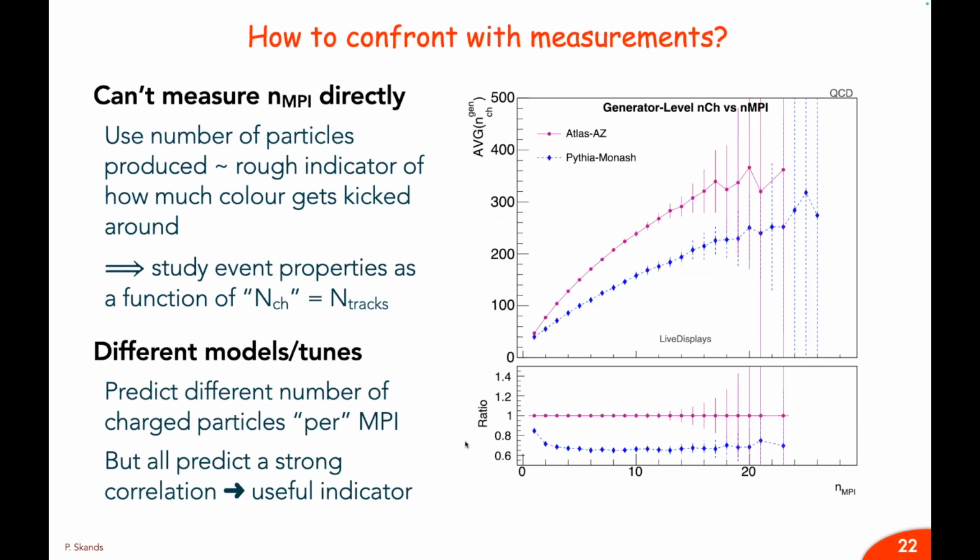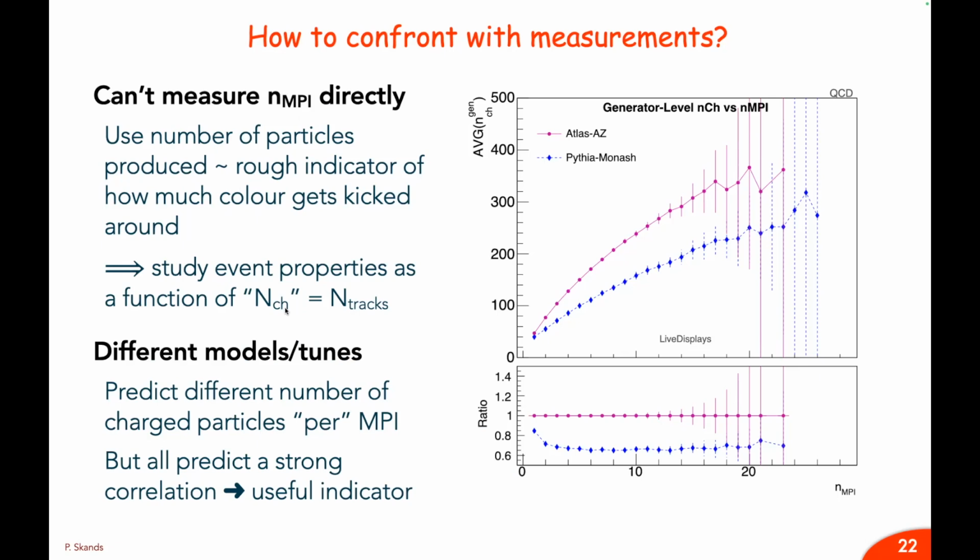So how do you confront models like this with measurements? You would like to study things as a function of the number of color exchanges that you have, the number of multi-parton interactions, but you can't measure that directly. For hard multi-parton interactions, maybe you could measure the number of mini-jets, but that's also really tricky. So what we do in practice is we use the number of particles that are produced. How many tracks are you getting in the event? Is this a very busy event? Then there were probably many multi-parton interactions. Or is it a very dilute event? Then there probably weren't that many. So we use the number of tracks as a rough indicator of how much color is getting kicked around in this event. And then we can study event properties as a function of the number of tracks.